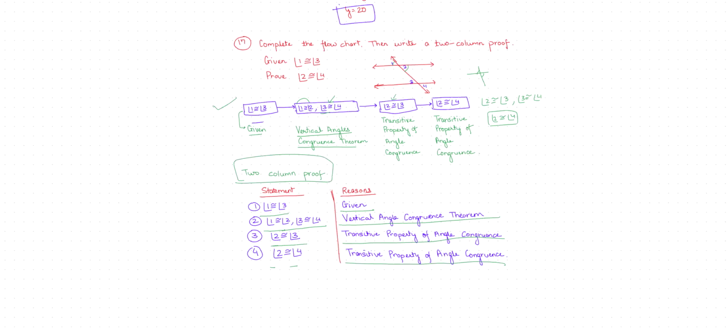Let's do one more problem. So the reasoning, I'm just giving this again in case there is a confusion. For this, angle 2 is congruent to 3. So from here we see that angle 2 is congruent to angle 1, and angle 1 is congruent to angle 3 is given. So by transitive property of angle congruence, angle 2 is congruent to angle 3.